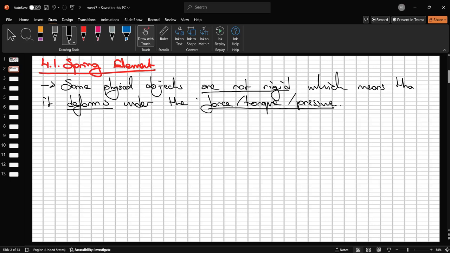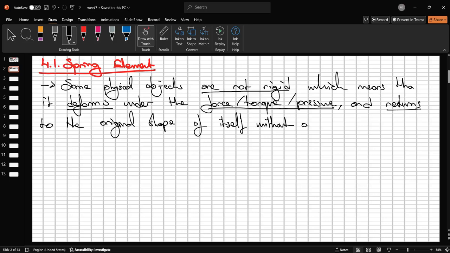Emre. Okay, but we need to write this form, and it returns to its original shape without actions, right? What's the meaning of action? Action is force, torque, and pressure, right? So it returns to what?